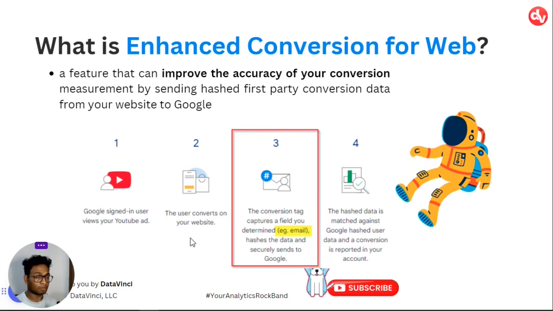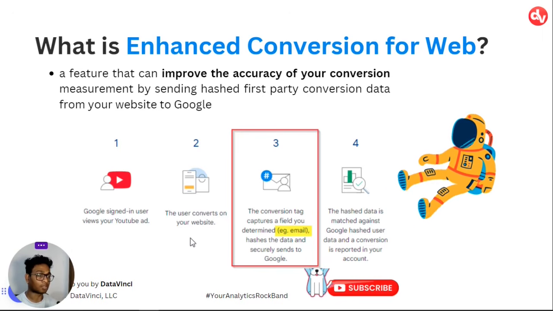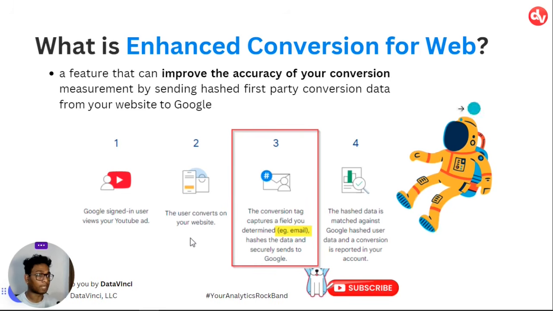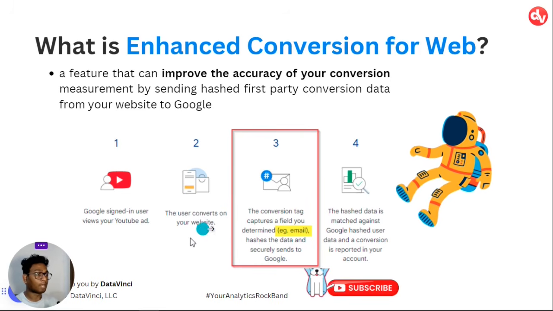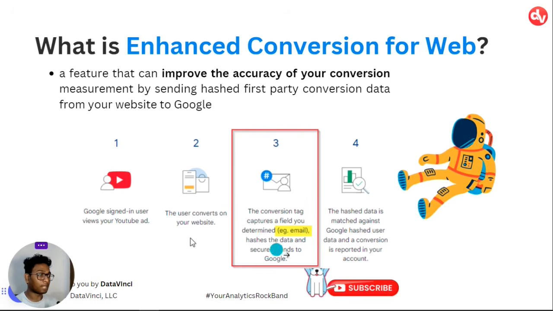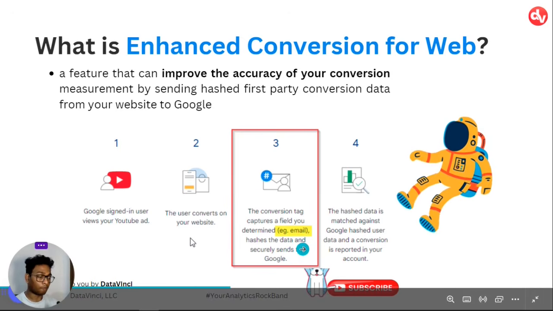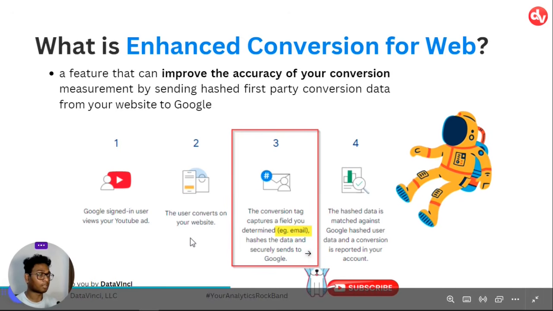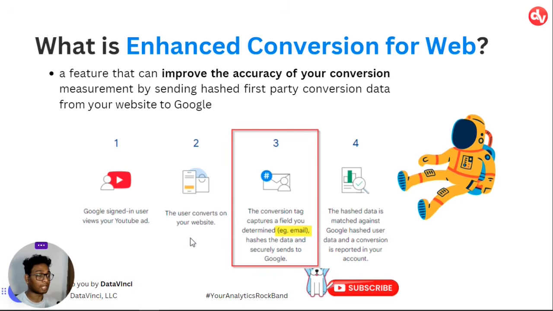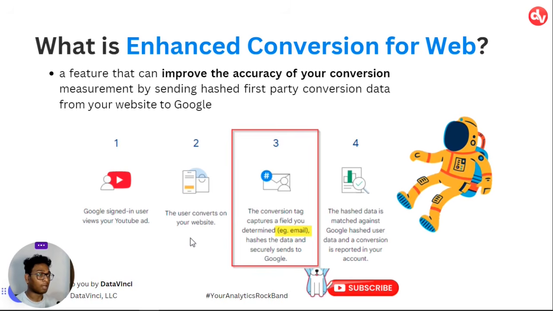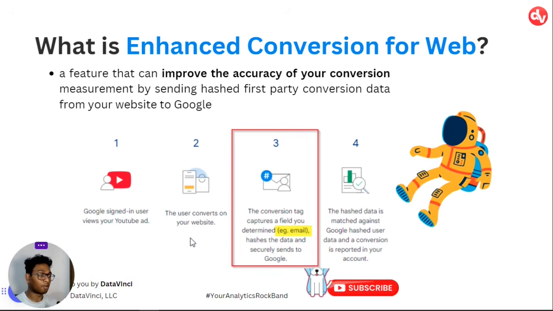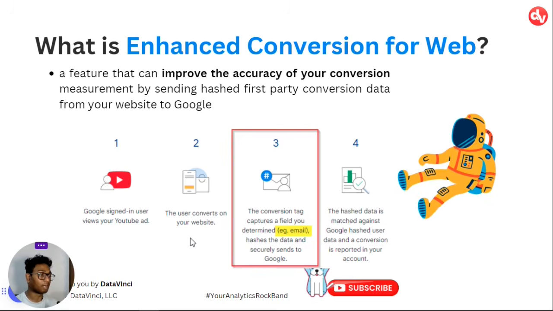First, a Google signed-in user views your ad or clicks on your ad and then lands on your website. So that is step 2 here. And once they land on your website, they perform a conversion action. It could be, let's say, they purchase an item, or they sign up for an event, or they submit a form. It could be anything that you have defined as a conversion.